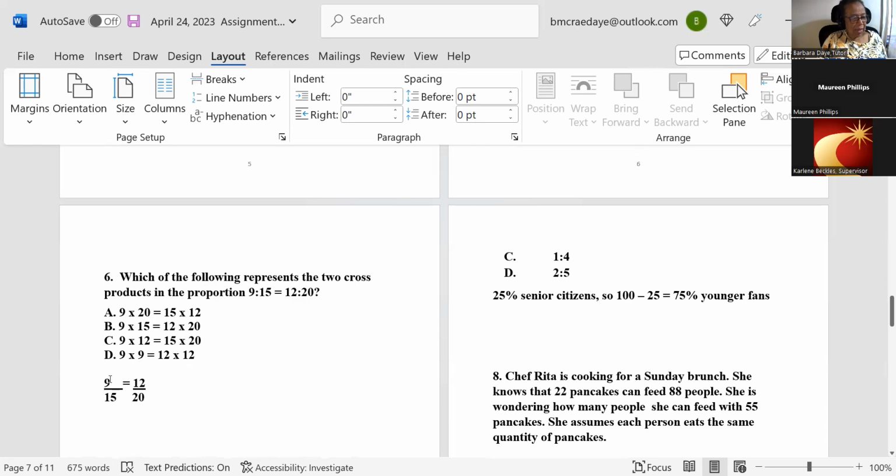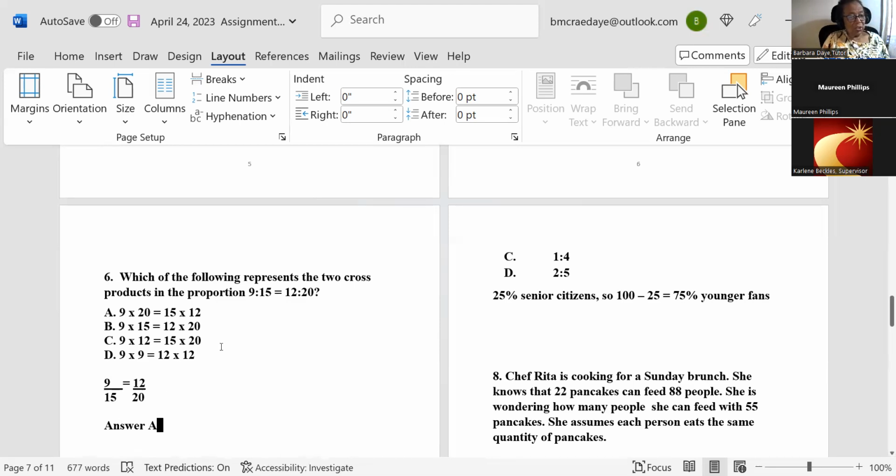C, 9 times 20, equal 12 times 15. Which one? C. Doesn't C have 9 times 20? Oh, you said 20. Well, remember you cross multiply. That's right, 9 times 20. There we go. 12 times 15 is the same as 15 times 12. So answer A.